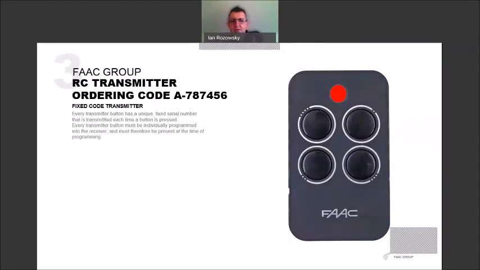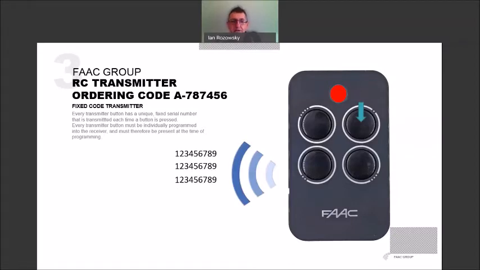So let's just touch on the RC transmitter. You'll all be familiar with this particular transmitter. It's a very popular unit. Every transmitter button on the RC remote has a unique fixed serial number that is transmitted every time a button is pressed. So that means that every transmitter button has to be individually programmed into the receiver and needs to be present at the receiver at the time of programming. So in essence, we press a button on the transmitter, it transmits a fixed code, and each time we subsequently press that button, the same code is being transmitted. It is a fixed serial number.